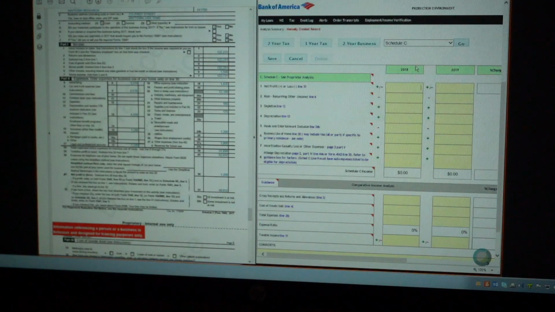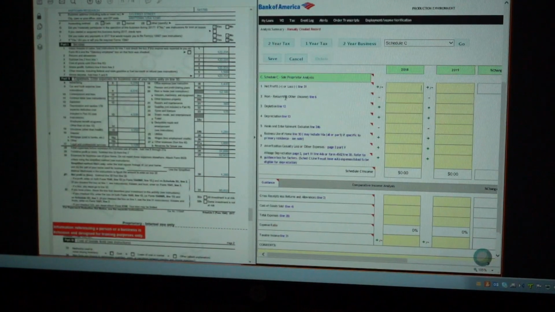And then, what I'm saying is, you see here 18 and 19, but the information that we have is 17 and 18. So the information for 17, you're going to put it on the 18, and the information that we have for the taxes for 18, you're going to put it on the 19.